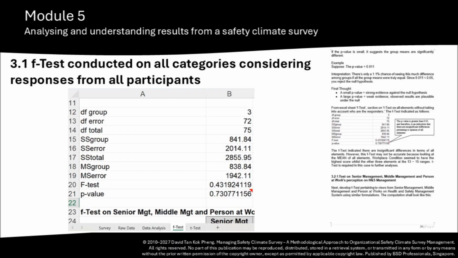Therefore, while the initial F-test suggests insignificant differences among all elements, a more detailed analysis is required. In this case, a t-test is recommended to further examine differences between specific groups or constructs and provide a more precise understanding of where significant differences may exist.